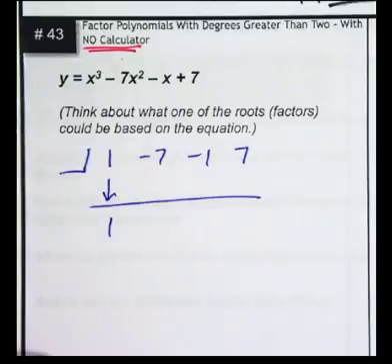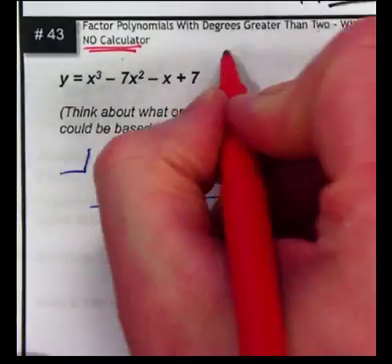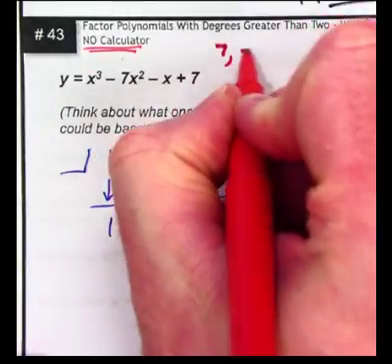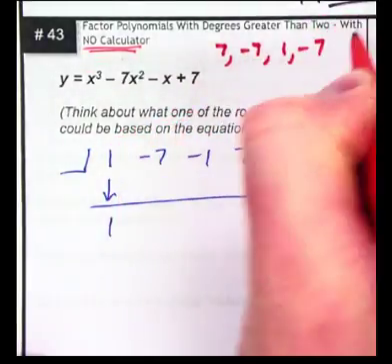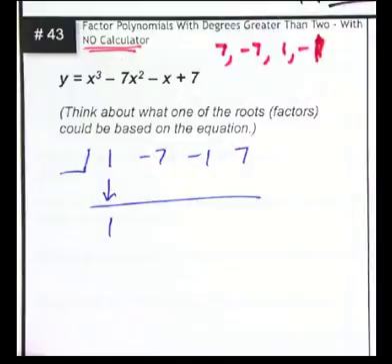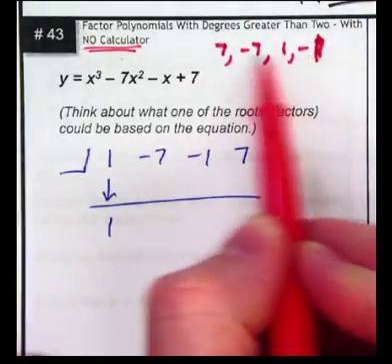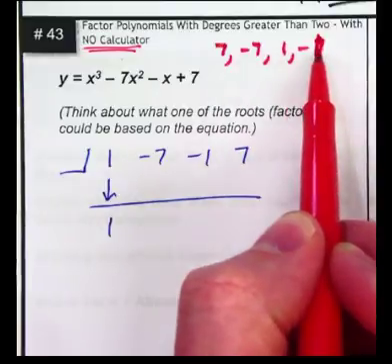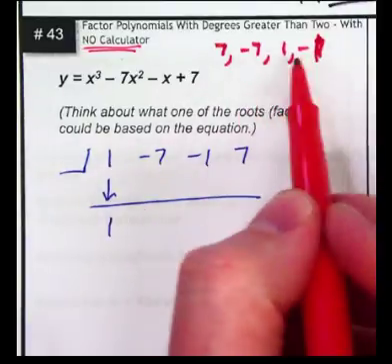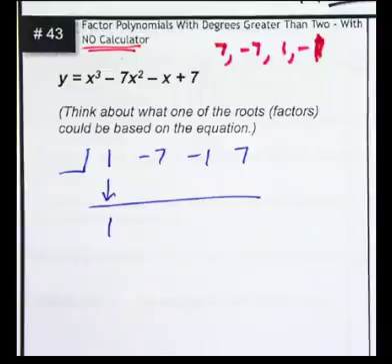So all the combinations or factors that multiply to 7 are 7, -7, 1, and -1. Those are the four numbers that would be possible that I could use. So 7, -7, 1, and -1, and then any combination of those might make this actually work.